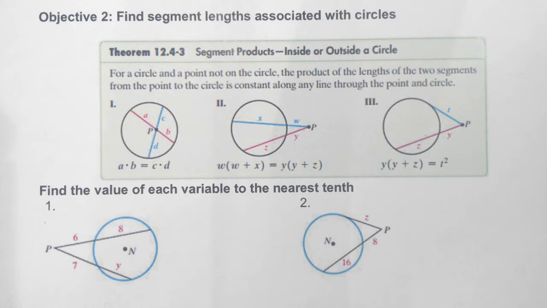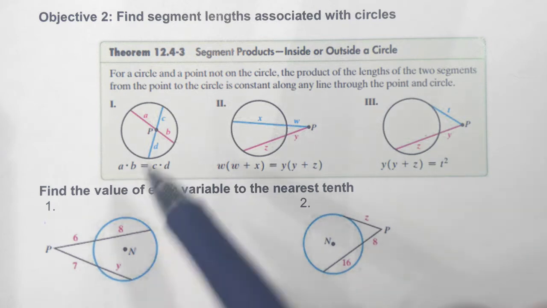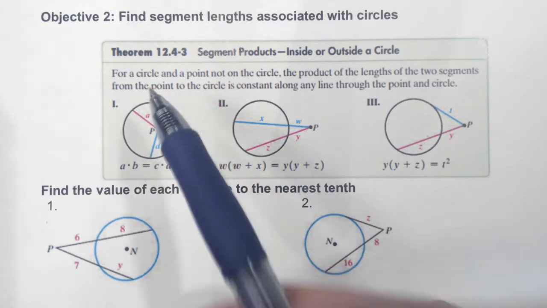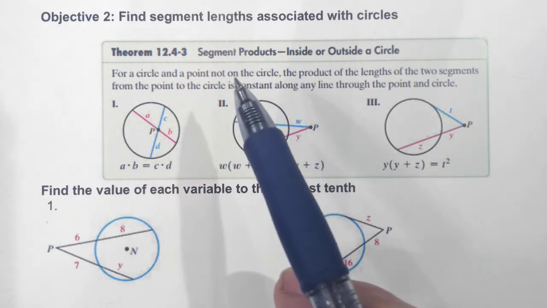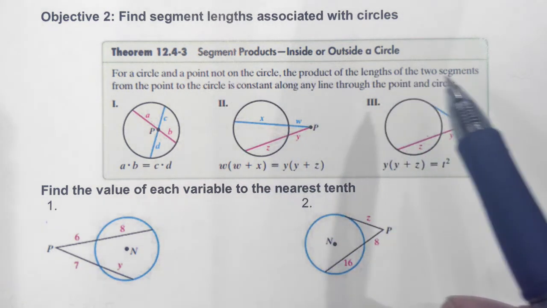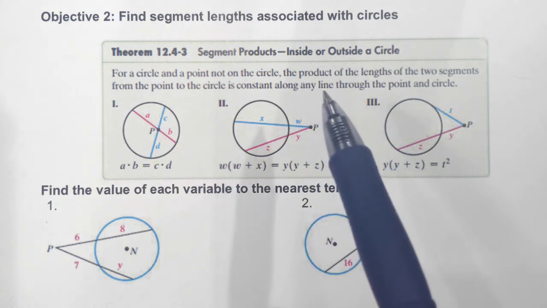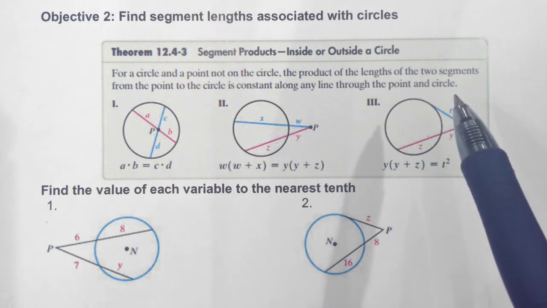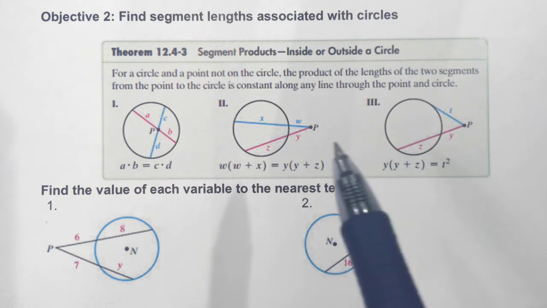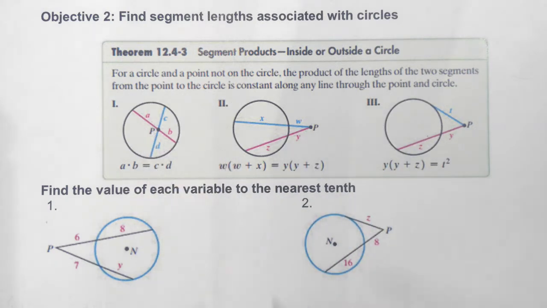Okay. Objective 2, find segment lengths associated with circles. So we did angles on the front. On the back, we're doing mostly segment lengths. For a circle and a point not on the circle, the product of the lengths of the two segments from the point to the circle is constant along any line through the point and circle. What in the world did that just say? I don't know. But let's talk through these scenarios.